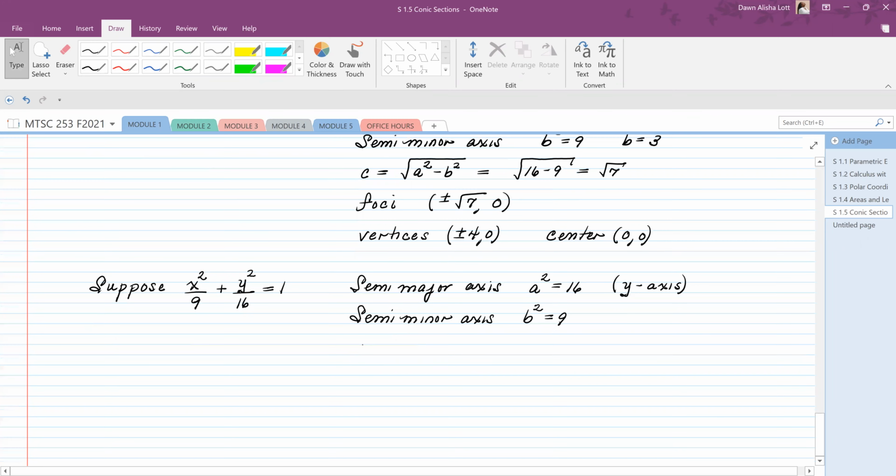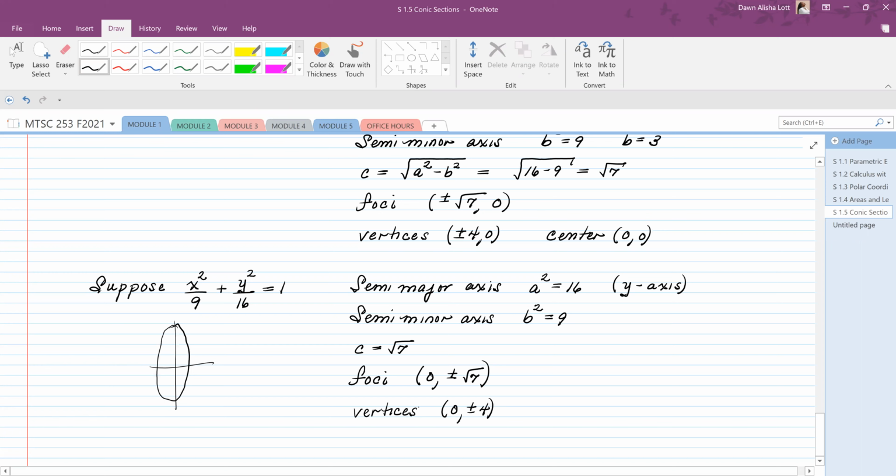Our c, again, is the square root of 7, but our foci have to be on the y-axis. So our foci are 0 plus or minus the square root of 7. They have to be on the y-axis because this thing is going to be bigger in y than it is in x. It's going to look like that. And our vertices are also going to be on the y-axis. So they're going to be 0 plus or minus 4. Okay.